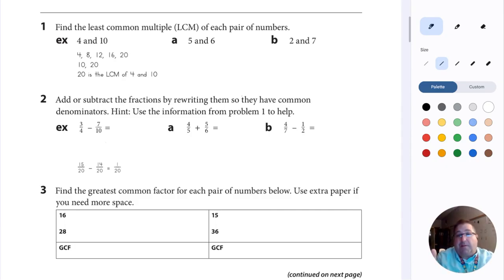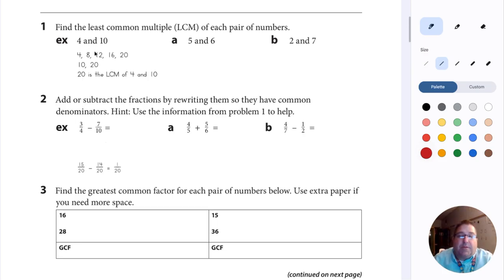If you remember from class, one of the first lessons of the year, those frogs jumping on the rocks, right? One frog jumped on every second rock, one frog jumped on every third rock. What was the first rock they both jumped on together? That was kind of our visual the curriculum started us with.